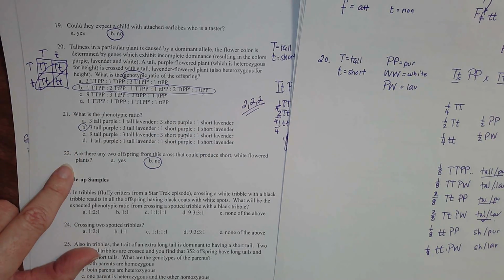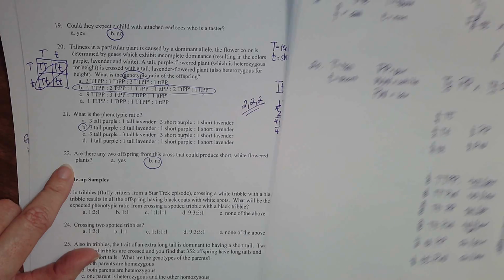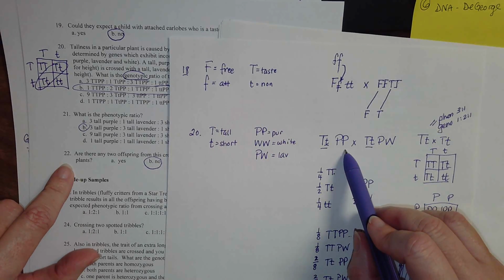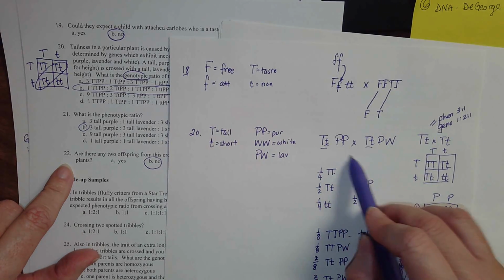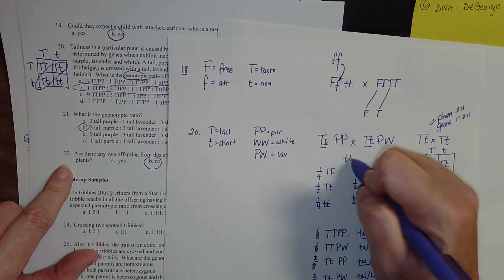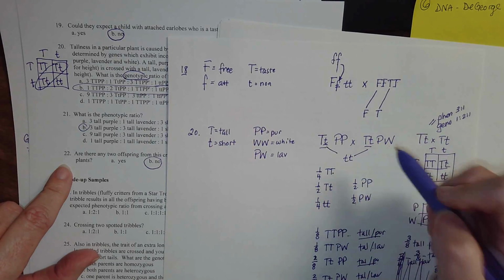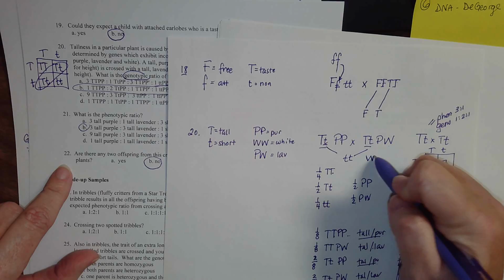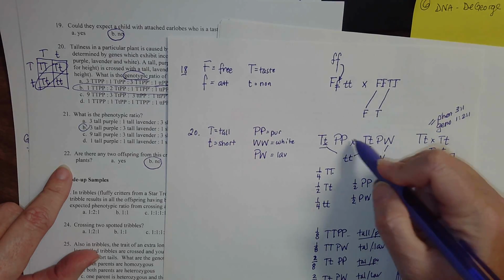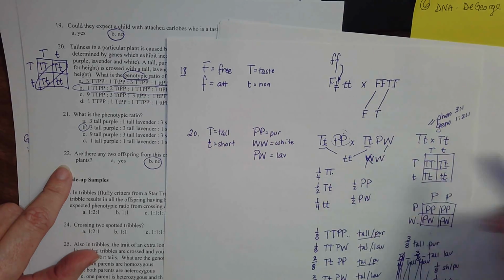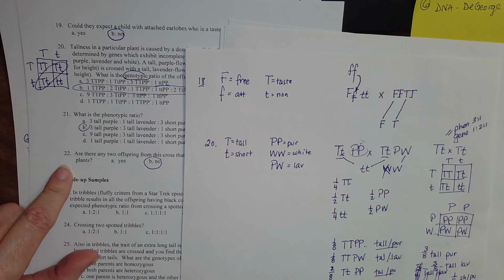Is there any way to get 2 offspring from this cross that could produce short and white? Well, if these are my parents, I can get short, I can get little t here, but can I get white? For white, I need WW. I can get a W here, but not here. So the answer to that is no.